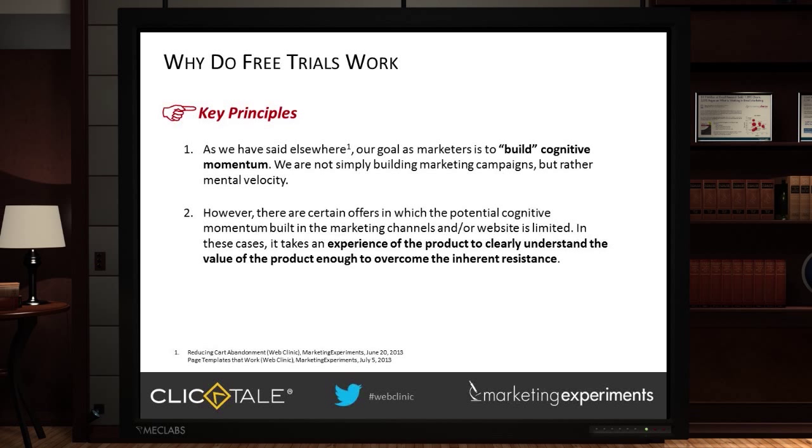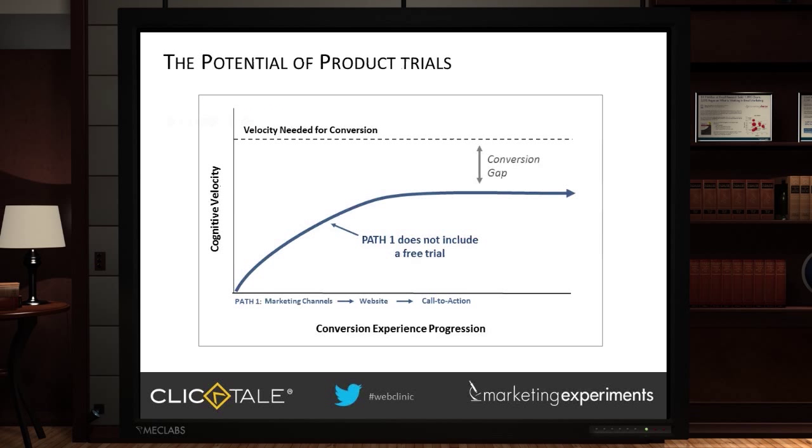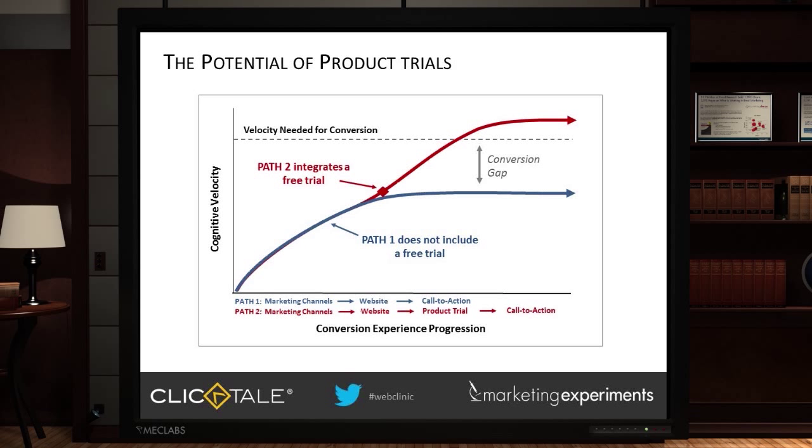Now, having said all of that, it might be easier to see this in chart form. Take a look here, because path 1 did not include a free trial. See this blue line? What you'll notice is the dotted line is the necessary velocity to get someone through the process. And with that necessary level of velocity, we can't quite reach it using the messaging without a free trial. They've literally got to experience the product before they'll truly appreciate its value. So what we do is we add a free trial path, and it's integrated now so that we can shift as many people as possible into that line, and that line reaches the necessary velocity and delivers conversion.